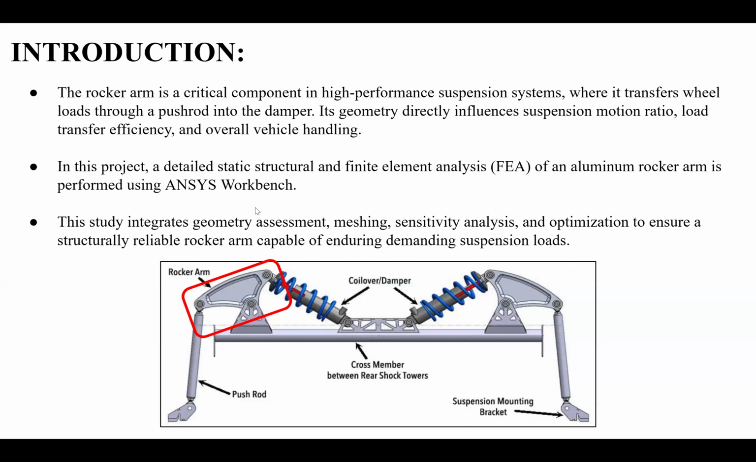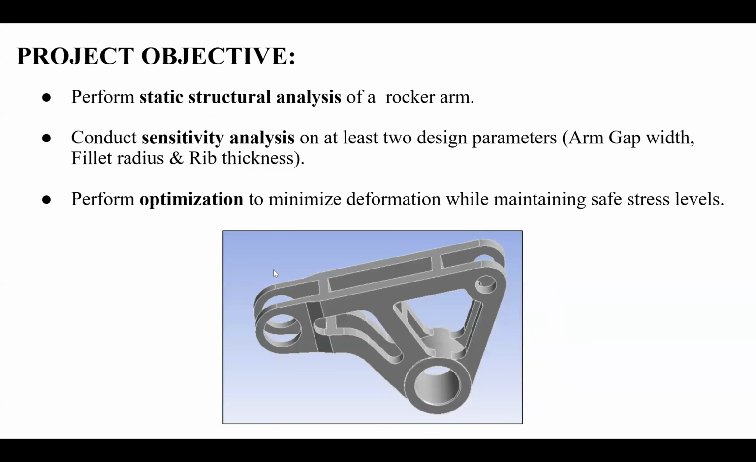From the image, you can see that the rocker arm is connected to the chassis at the center, the push rod to the left, and the damper to the right. The main objective of this project is to perform static structural analysis and conduct sensitivity analysis on at least two design parameters like arm gap width, fillet radius, and rib thickness. And finally, optimization is performed to minimize deformation while maintaining a safe stress level. The image shows the rocker arm.